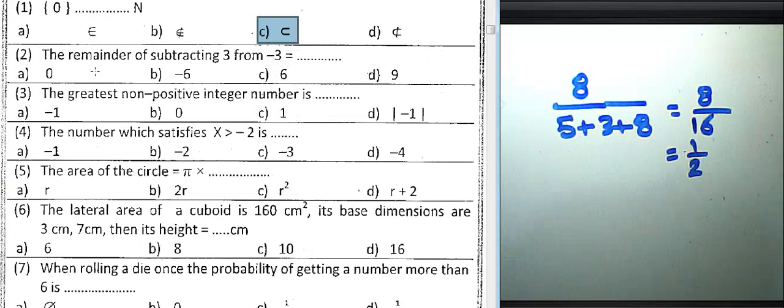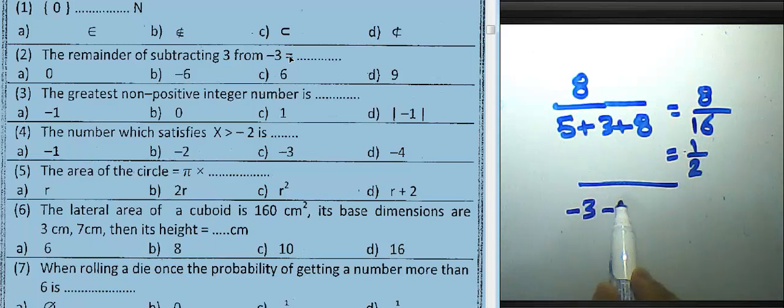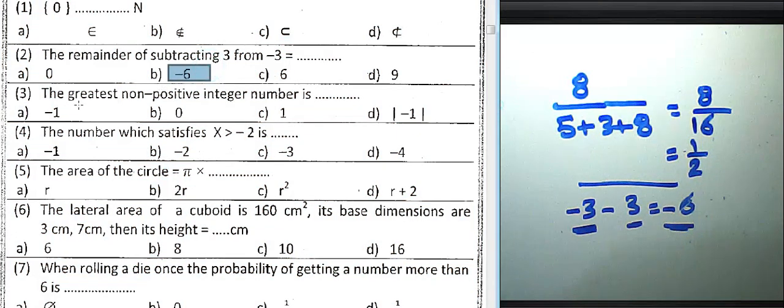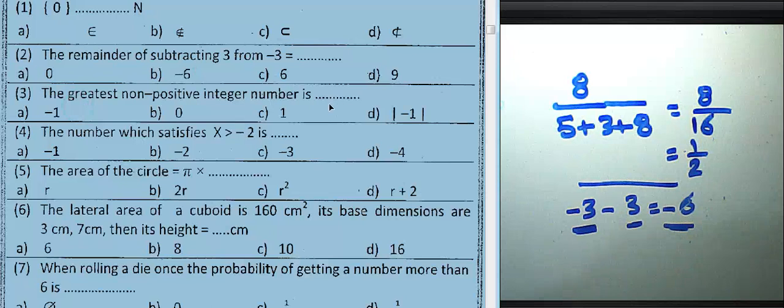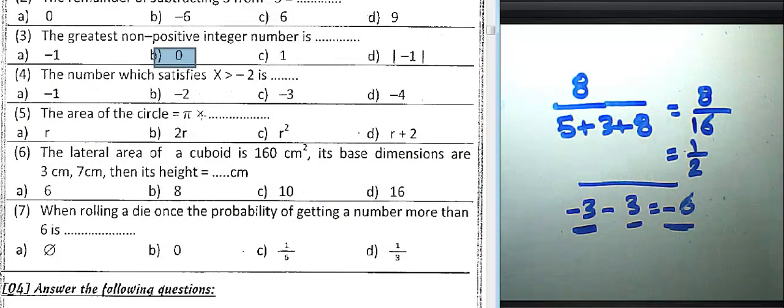Question number 2. The remainder of subtracting 3 from -3. We can find the difference between them. -3 subtract 3 will be -6, because -3 here is the minuend and 3 the subtrahend. So the difference between them equals -6. Choose letter B. The greatest non-positive integer is 0. 0 is non-positive and also non-negative.